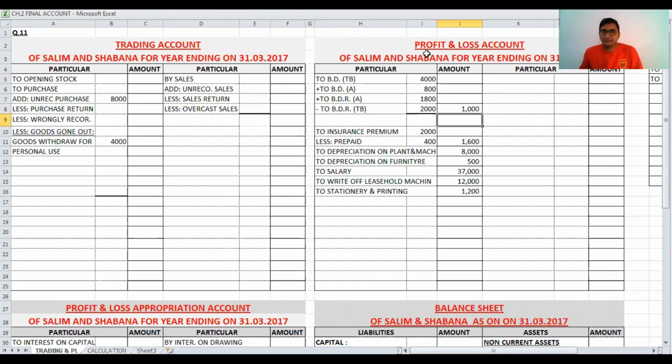Then after advertisement expense in P&L account debit side to advertisement expense amounting to 1200 for advertisement expense, traveling expense 800 to traveling expense 800. Then after trading account in credit side, they have provided by trading account 61,800.